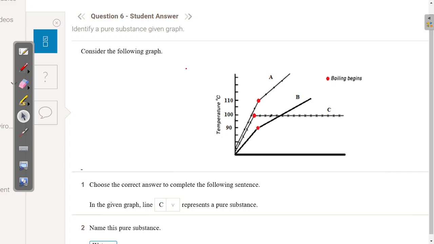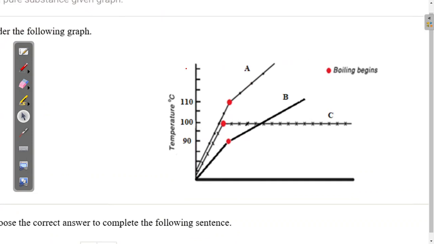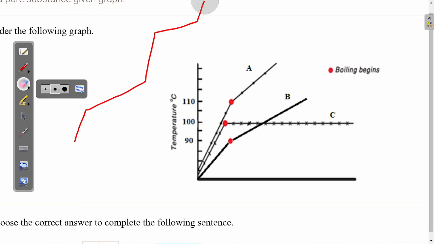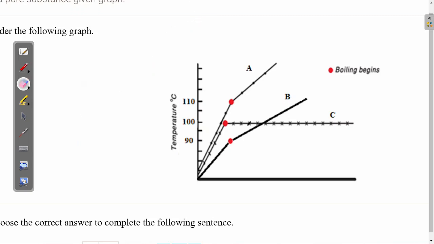In the given graph, which lines represent a pure substance? Remember, in the heating curve, for a pure substance it will be flat. For impure substances it will be more like this. Instead of being a plateau, it will be less steep, but it would still be sloping upwards.